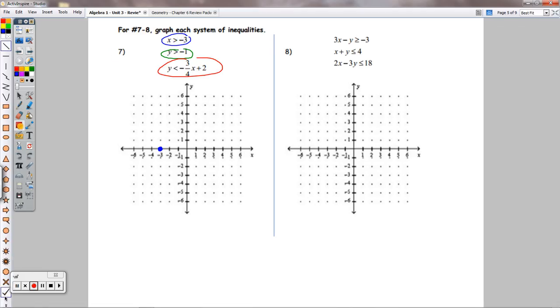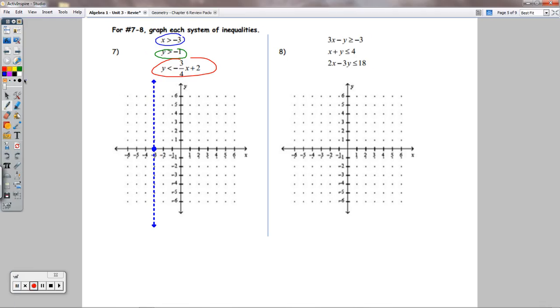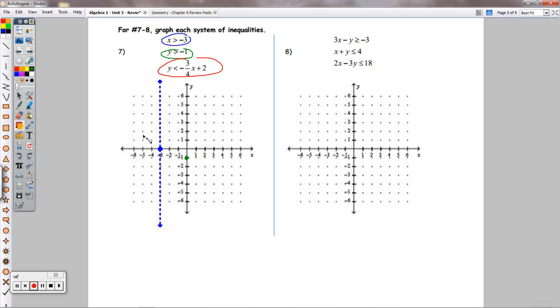So we're going to have here, let me try to find my hidden line tool. There it is. And so I'm going to have a line like that right there. I'll deal with the shading in just a moment, but for y is greater than negative 1, go on the y-axis down to negative 1. This is where y always equals negative 1 right there, so we're going to have a line right there, but it's going to be dashed. And then we'll shade later on that one too.